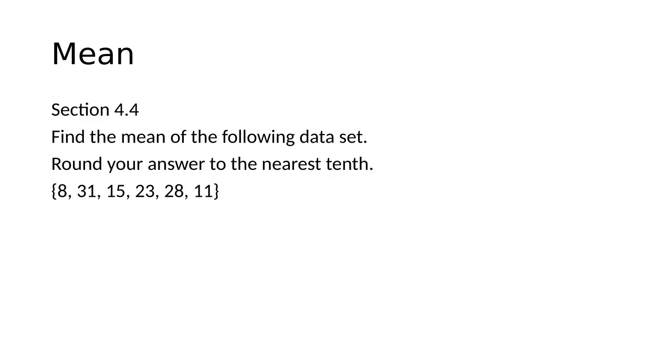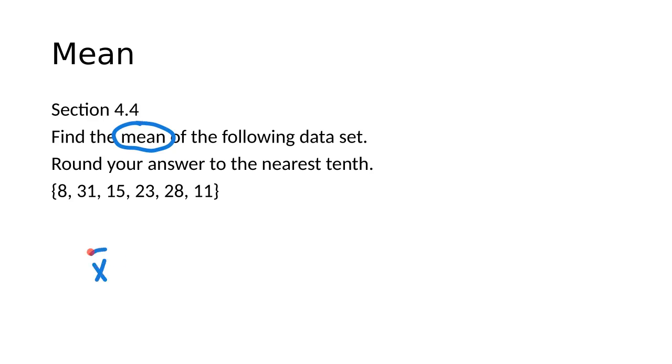Finding the mean. Find the mean of the following data set. And finding the mean is just add them all up and divide by how many there are. Something you would commonly know as the average. But when we talk about statistics, we don't use the word average anymore for this. We use the word mean. We're going to add them up and divide by how many there are.